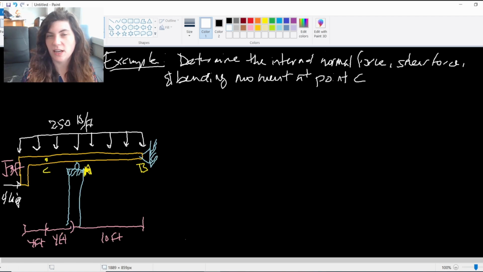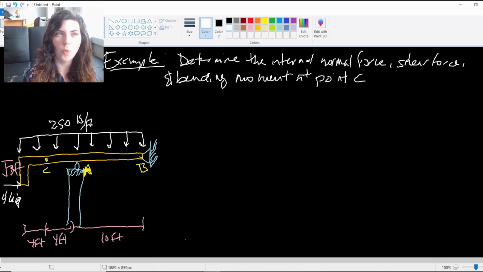In this example, it again asks us to find the internal normal force, shear force, and bending moment at point C. But now we have a little bit different shaped of a beam. So at A, it's supported by a roller, at B by a pin, and then to the left of A is this overhang area.